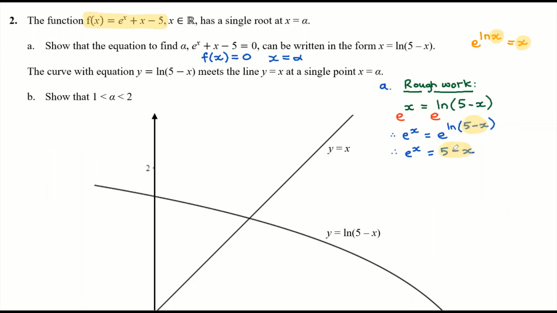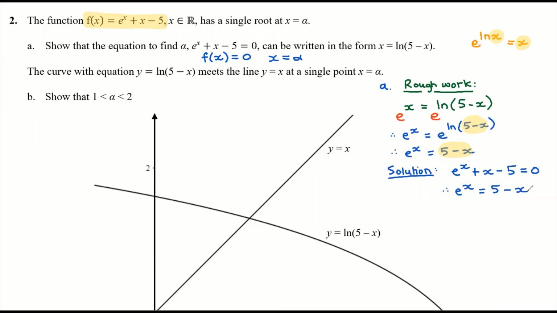So for part A, the solution will run as follows. So we can see now that we need to make e to the x the subject of the equation. So if we start with e to the x plus x subtract 5 is equal to 0, we've done the rough work. We now know that to make e to the x a subject, therefore, e to the x is going to equal, subtract x and add 5 to both sides.